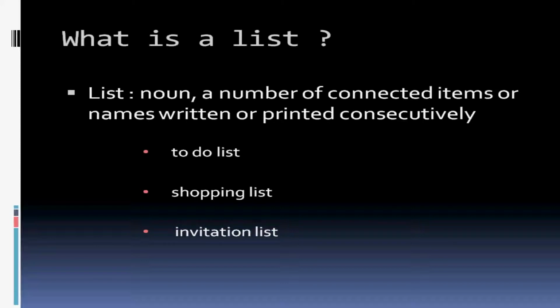What is a list? List, a noun: a number of connected items or names written or printed consecutively. The following are examples of a list: to-do list, shopping list, invitation list.